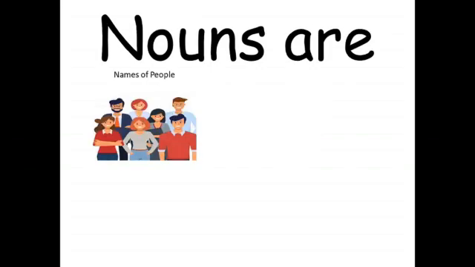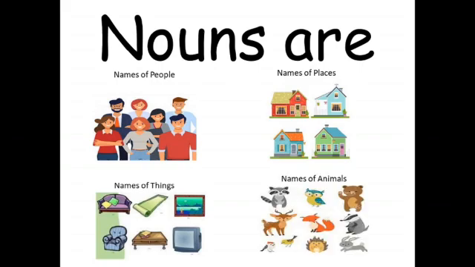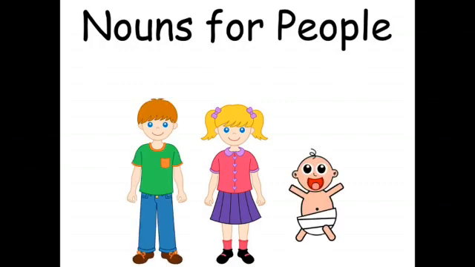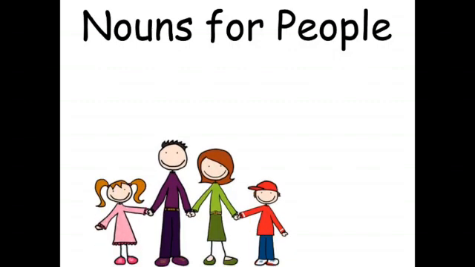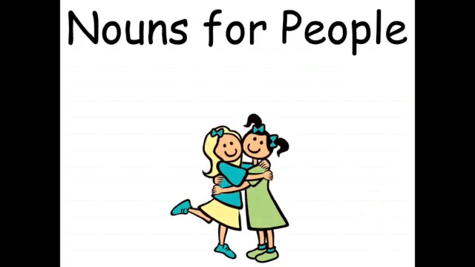Nouns are names of people, names of places, names of things, and names of animals. Now, first look at nouns for people: girl, boy, baby. All these words are used to name people, and naming words are called nouns. All the members of your family have names: mother, father, brother, sister, grandfather, grandmother. All these are naming words, and naming words are called nouns. Friend is also a naming word.